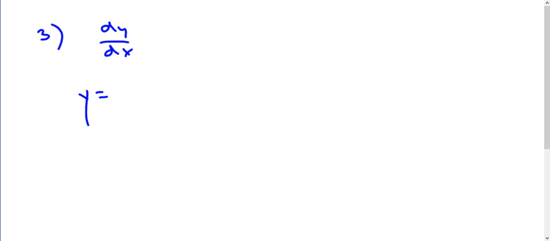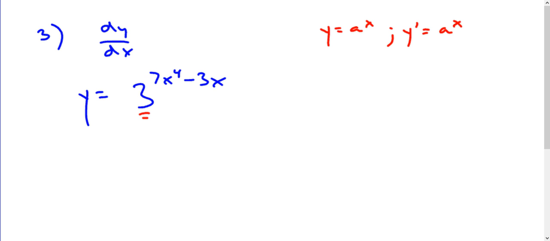Let's say we have 3 to the 7x to the 4th minus 3x. We're going to find the derivative of this function. These are a little crazy, and this is just a review. Make sure that when you have bases other than e, the derivative of a to the x is a to the x times the natural log of a. So we're finding this one right here.